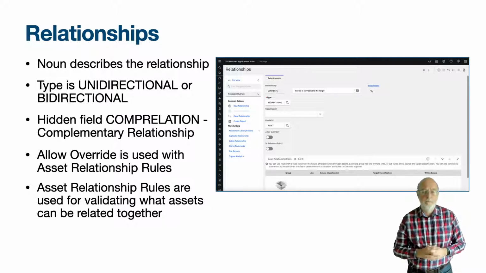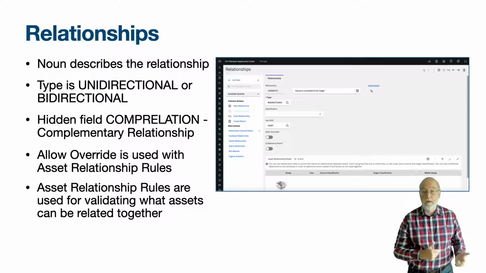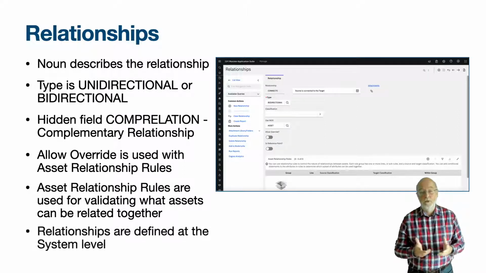This functionality is powerful and takes a while to work out exactly how the rules are working. You do need to start with a genuine reason for creating a relationship between multiple assets. Then, when you know the reason, the rules are helping you to make sure that only assets with the right classifications can be related together. Relationships are defined at the system level.